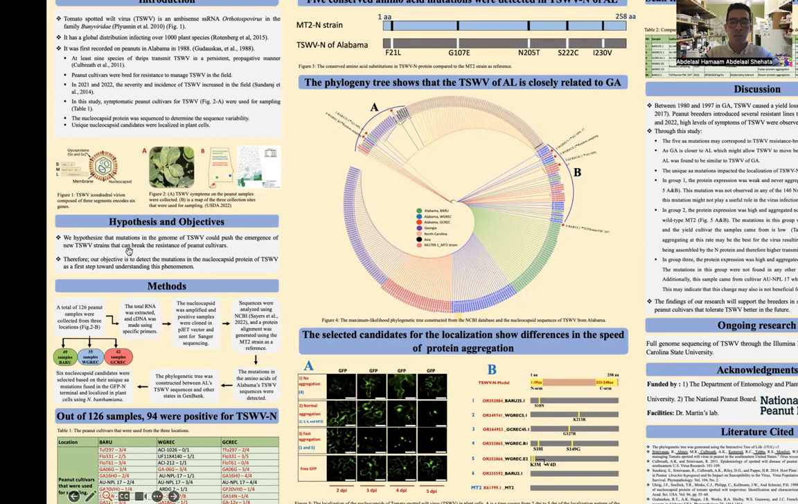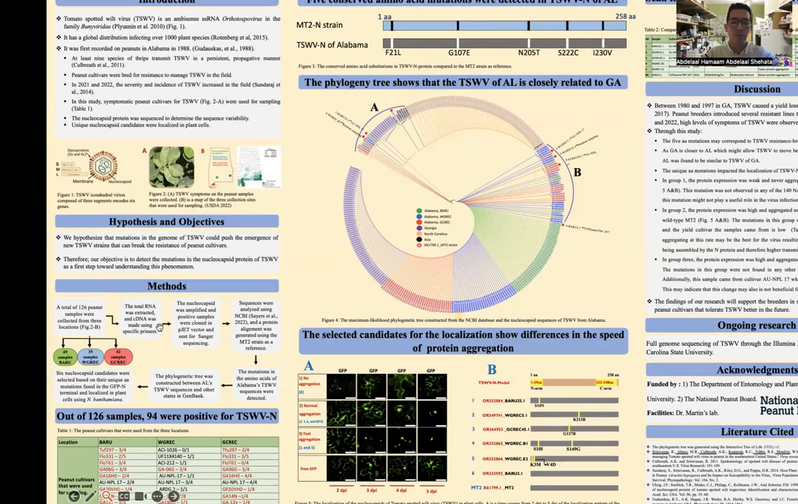To start this study, we wanted to start with the nucleocapsid, which is a very tiny gene on the S segment. The reason we selected the nucleocapsid is because it is used for detection of the virus in the field. And that's why it has a lot of data available on NCBI.